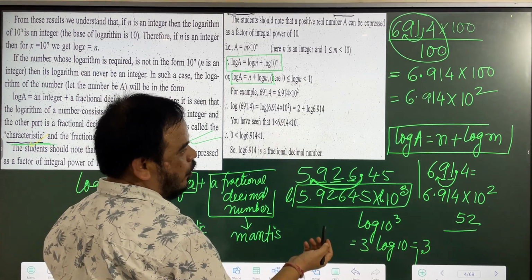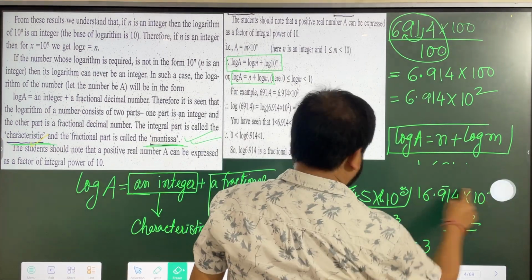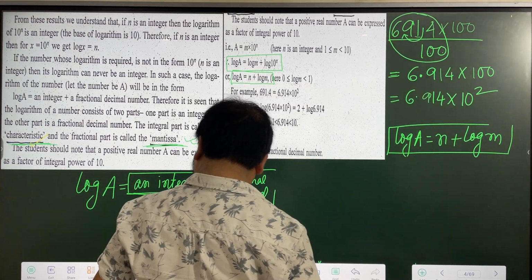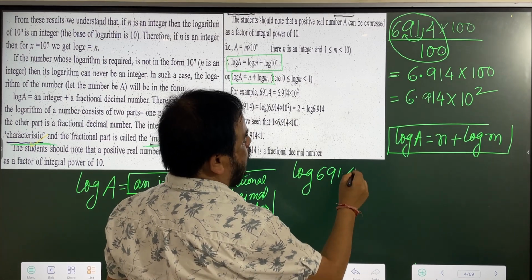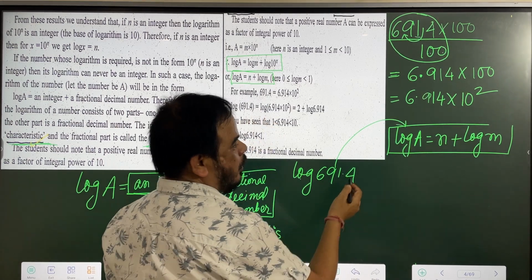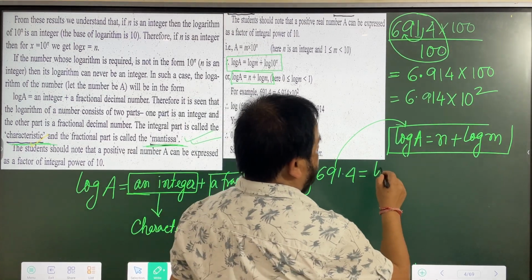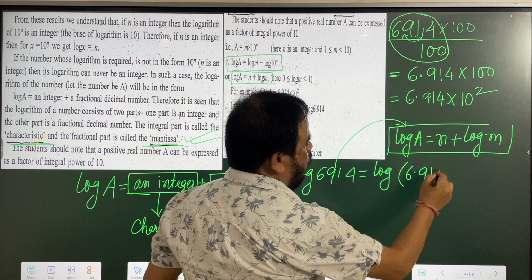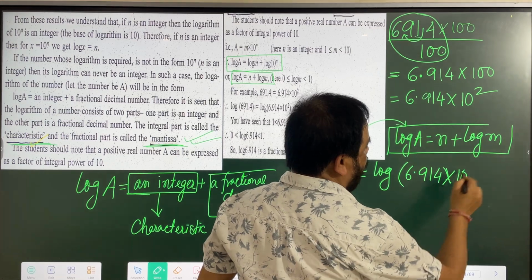This one I will show you if you have not understood. I will show you what is given in the book. What is given in the book? Log 691.4. This one. Log A, here log 691.4. The other part we have to get now. So how will you get? Let us write log standard form, 6.914. Decimal moves 2 places. So into 10 square.